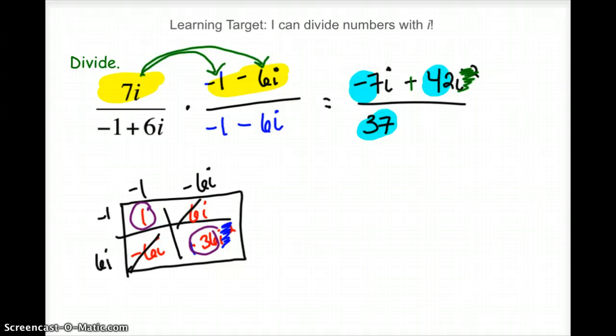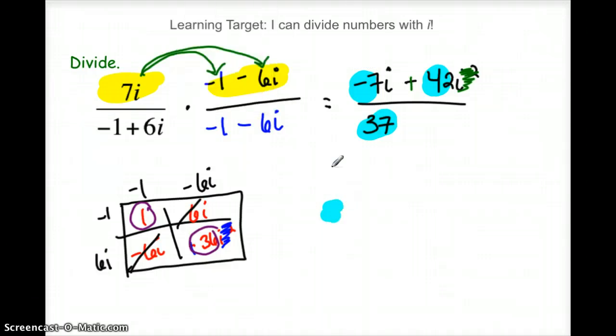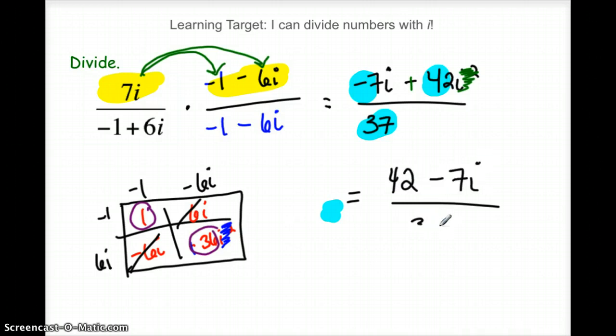So as a final answer, all I'm going to need to do, ooh, I want my pen back. Whoa. All I need to do is rewrite the order of the top. So put that 42 now without the i first. And then the minus 7i, and then the 37. Hot diggity dogs! That's our answer.